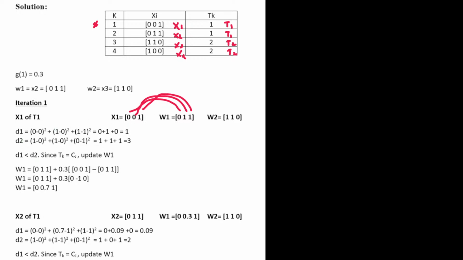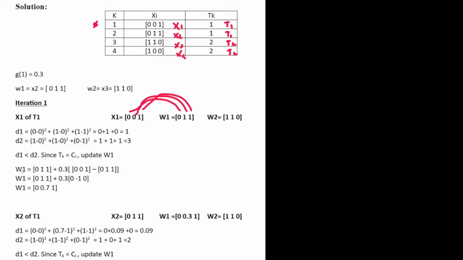And d2 is the distance between w2 and x1. So 1 minus 0 squared, 1 minus 0 squared again, and 0 minus 1 squared, and you add them together, that's 3. Once you have those two distances, you have to see which one is smaller, and that one has to be updated. So here when we compare, d1, which is 1, is definitely smaller than d2, so we have to update w1. If d2 is smaller, we have to update w2. Here d1 is smaller, so we are updating w1.